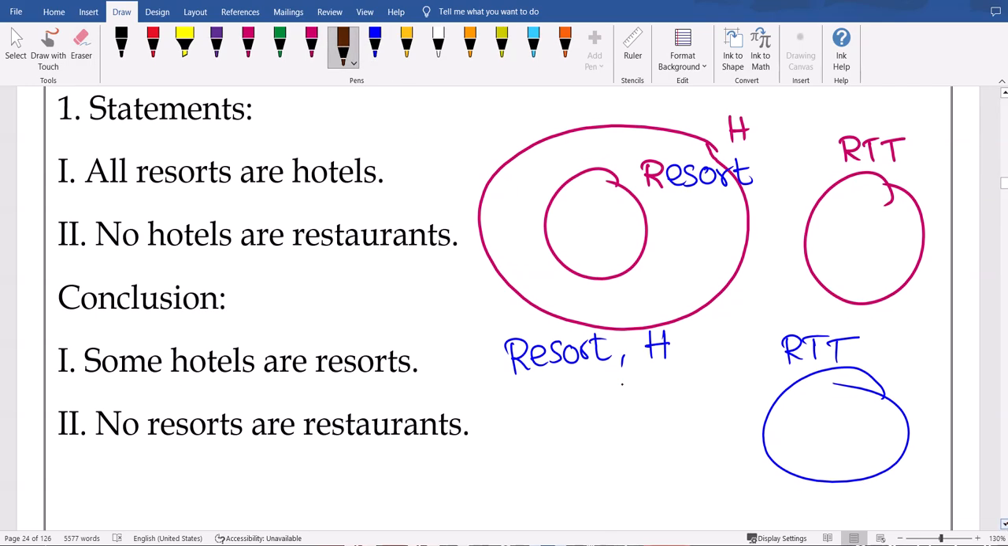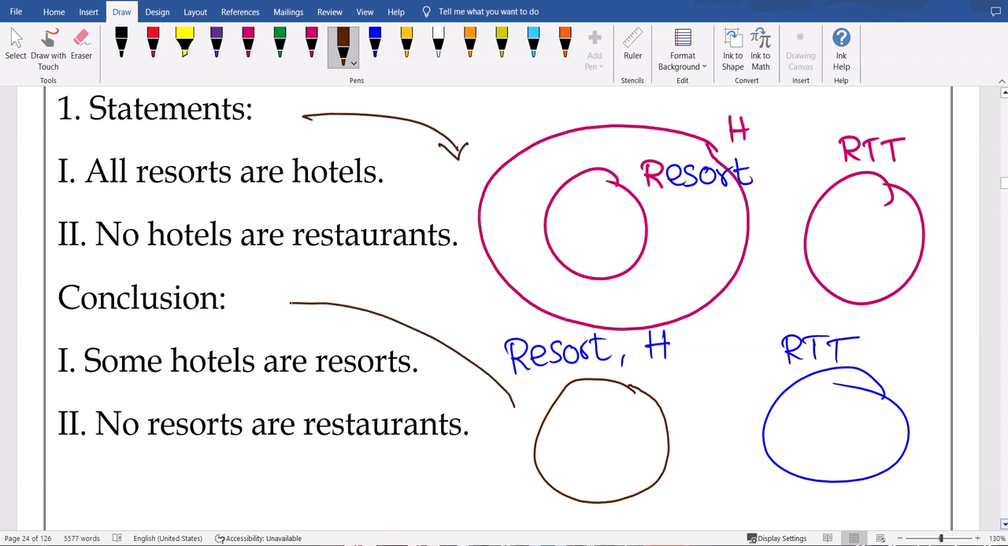Statement and diagram completed. Now the next job is, with respect to the diagram, see the conclusions. First conclusion: some hotels are resorts. Hotel is a big area, among that a part is resort. Similar to our entire college, where some part is occupied by the placement stream. The entire college is a big area where placements is a part of that. Like that, in the entire hotel area, some part is occupied by resort. So the first one is correct in this diagram.